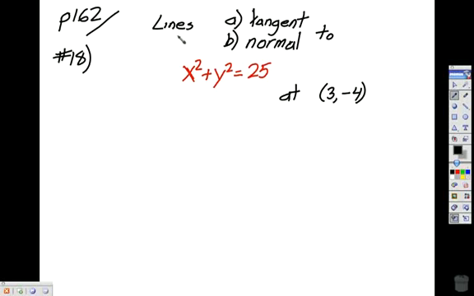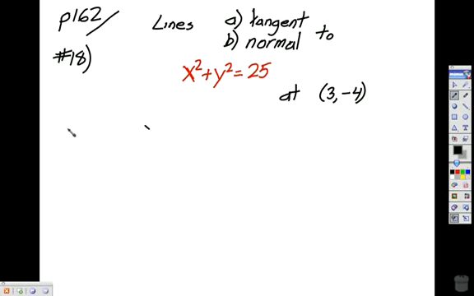Equations of lines. There's two lines we're looking for. We want the line tangent and we want the line that's normal to the graph of x squared plus y squared equals 25 at the point (3, -4).